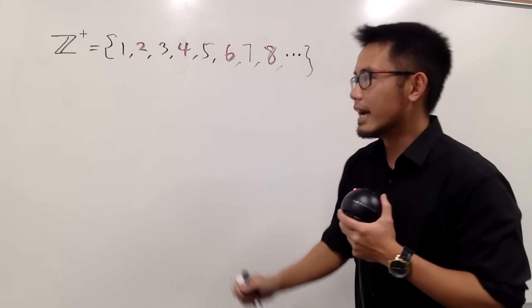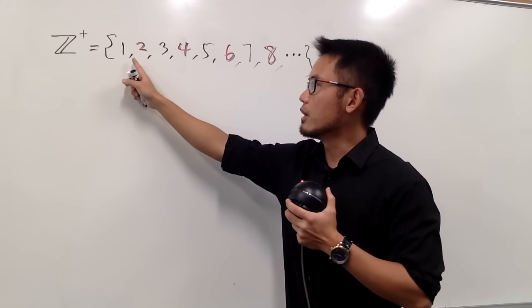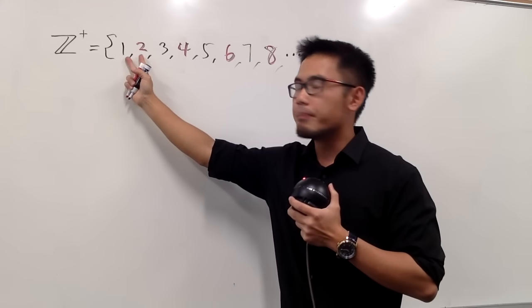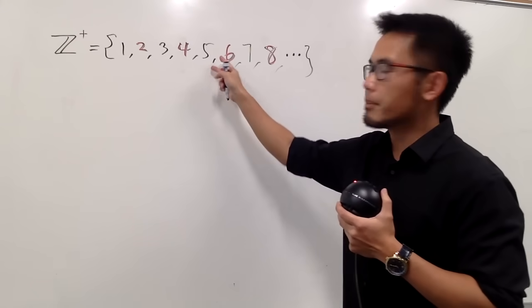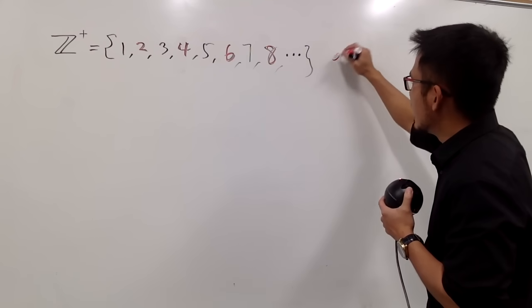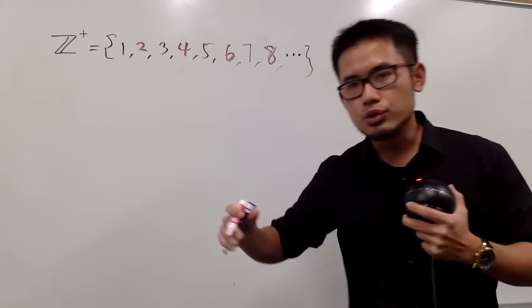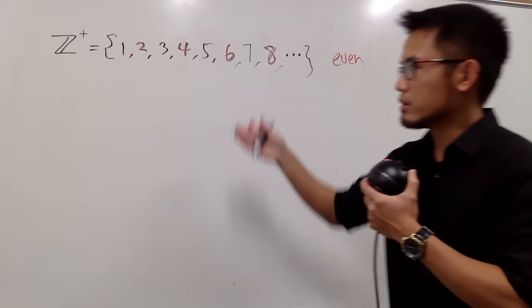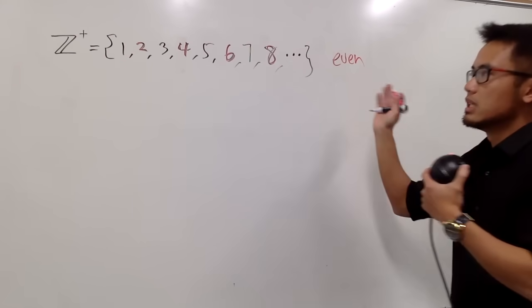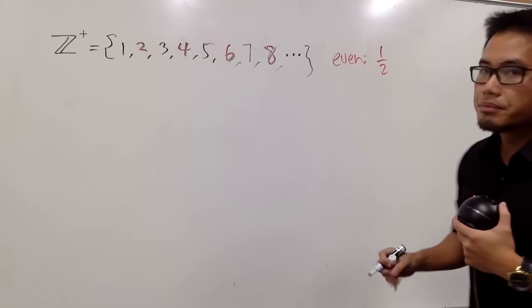But anyway, take a look at this 2, this 4, this 6, this 8, and so on. At the moment, it seems like we have the same number of even numbers and odd numbers, because we can pair this up, we can pair this up, we can pair this up, right? So by looking at this set as it is, it seems like the ratio of the even numbers to the whole set, the positive integers, is 1/2. It seems like it, okay?